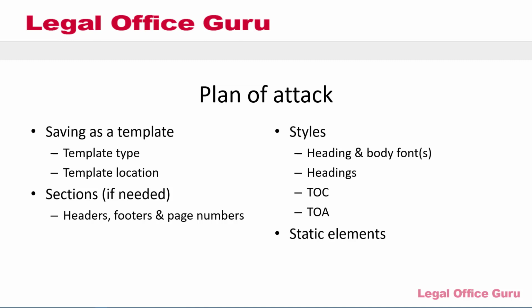We'll set the basic fonts, then drill down into the 9 levels of headings to set font and paragraph settings. We'll also format the 9 levels of table of contents styles and the 2 table of authority styles. Then, if there are any static elements like a basic signature block, certificate of service, etc., we'll cover some of the formatting specifics for those. Let's start with learning about templates.